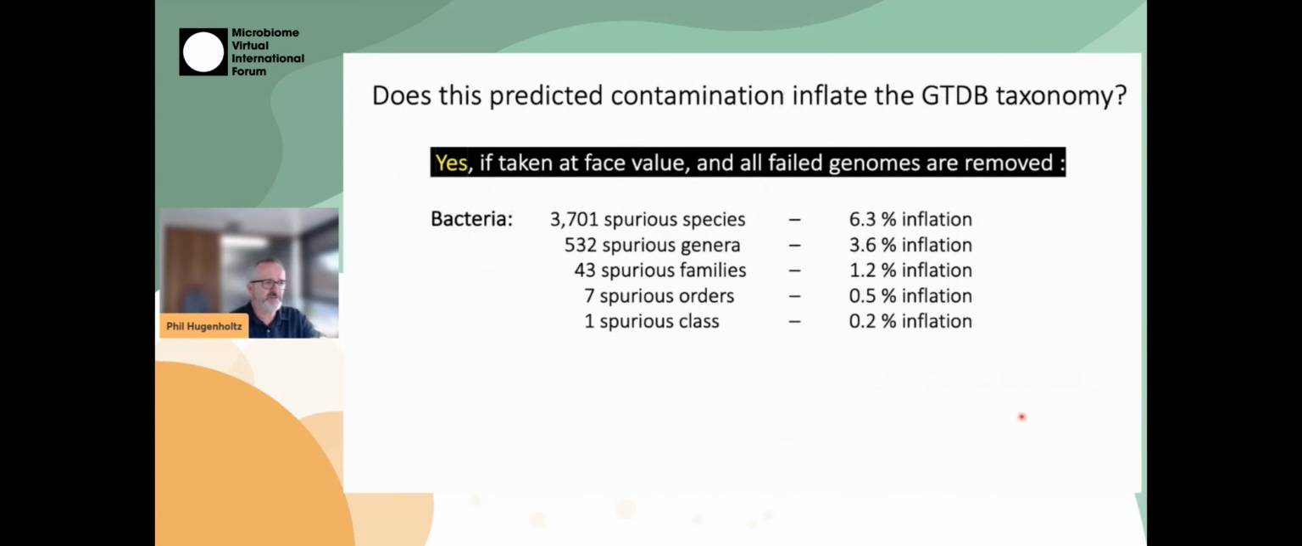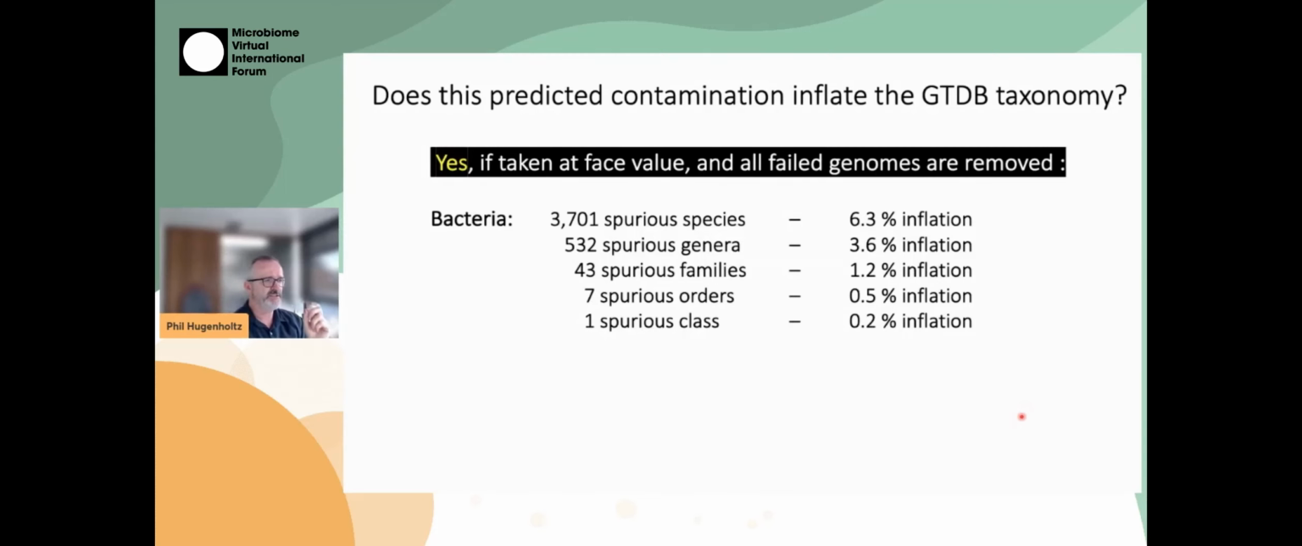So getting back to our main question is, how much does it compromise the GTDB taxonomy or inflate the GTDB taxonomy? Does it inflate the GTDB taxonomy? If you take it at face value, then certainly yes. You look at, this is the R207 data. And now we're focusing on the bacteria for the rest of the talk, just for convenience. That's where most of them are.